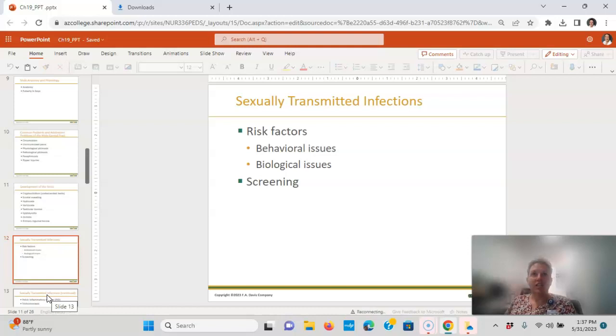STIs, there is a good cdc.gov chart in the book, and you can go ahead and look that up on your own. That's important to know, and you probably have already done that in maternity. If you have not, you need to. So gonorrhea, chlamydia, and HPV are the big ones. Know about those. Again, if it's a virus, I need an antiviral. If it's a bacteria, I'm going to need a bacterial antibiotic. Okay.